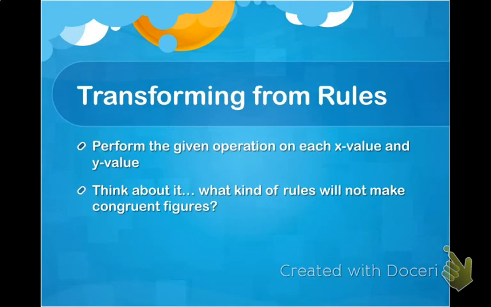All right, so the next one, when we transform from rules, perform the given operation on each x value and y value, and then you'll just graph your new points. So think about it, what kind of rules will not make congruent figures? So you should be able to look at a rule and think, is that going to be a congruent figure or is it not going to be?